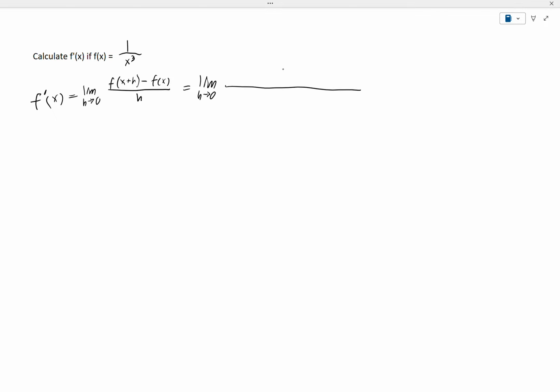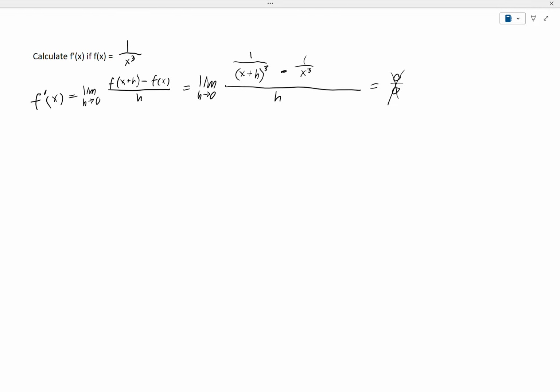Now, f of x is really easy to find because we're given it. It's 1 over x to the third. What about f of x plus h? Well, it's just 1 over x plus h to the third. Just plug in x plus h. And this is all over h. As you can see, if we were to plug in 0 for h and try to solve the limit that way, we're going to end up getting 0 over 0, which you can't have. That's an indeterminate form. It doesn't tell you anything about what the limit really evaluates to.